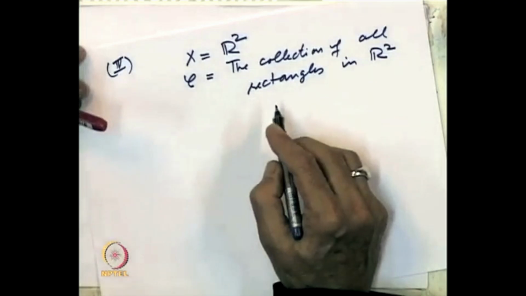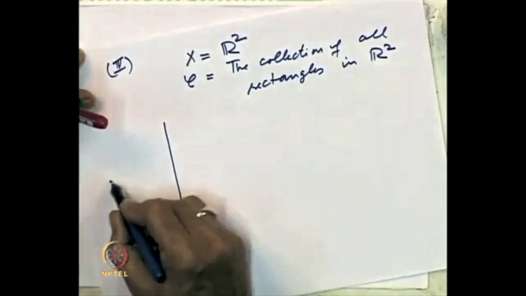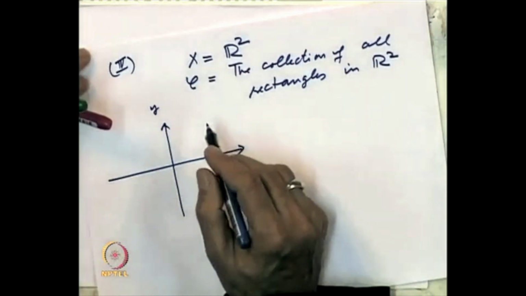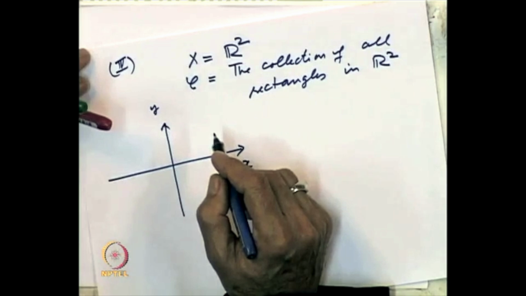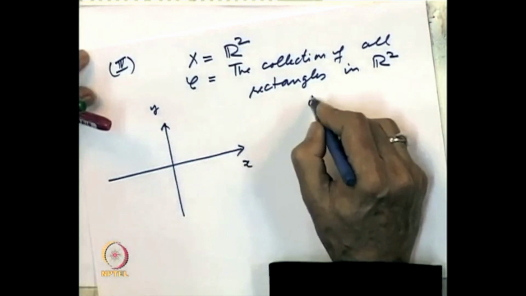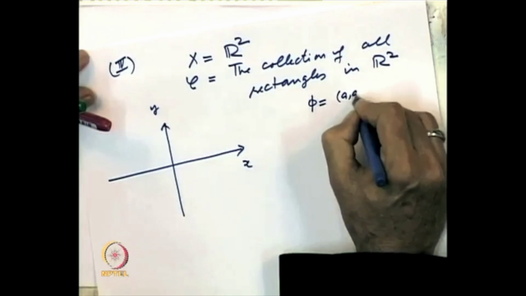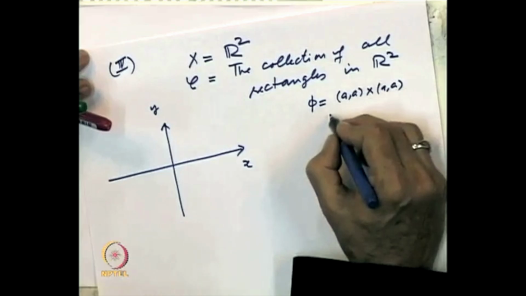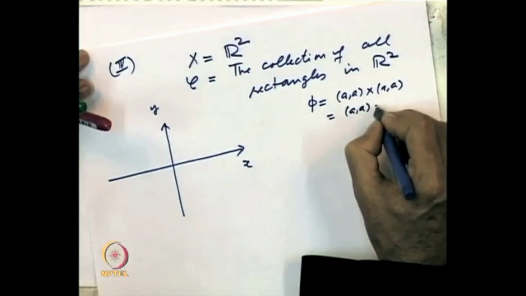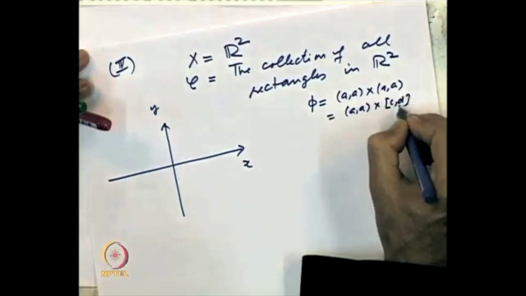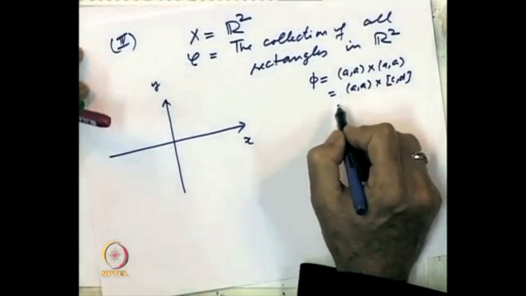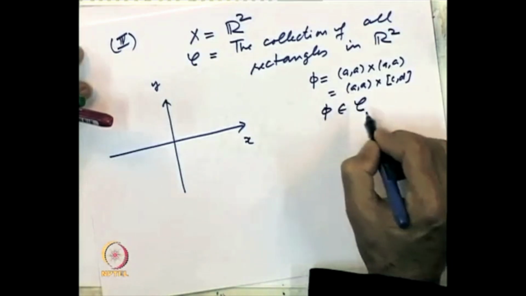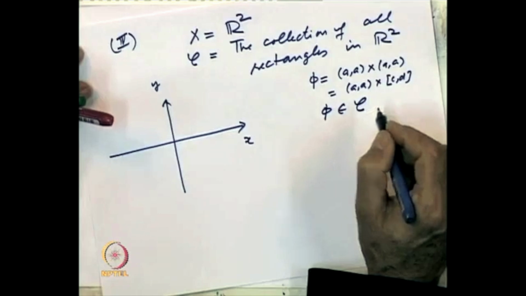So let us just look at the picture and try to understand. So here is R2. So let us take, can I say empty set is a rectangle? Of course, empty set can be written as (A, A) cross (A, A) if you like. It doesn't matter. Or you can also write as (A, A) cross (C, D). In both cases it is the empty set or any other such representation. So empty set is an element of the collection of all rectangles in the plane.